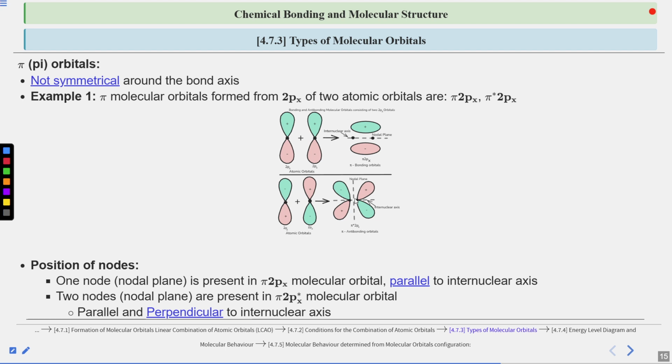So remember this. In the case of sigma, you have no nodes for the bonding condition. But in the case of pi, you have a node in the bonding condition. Again, moving on to sigma, you have a node perpendicular to the internuclear axis in the case of anti-bonding. Whereas in the anti-bonding of the pi orbital, you have two nodes. One is perpendicular and the second one is parallel. I hope this is clear to you.